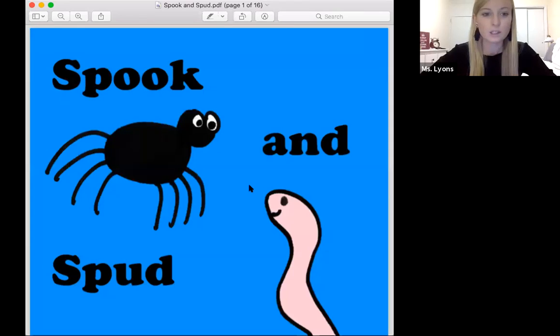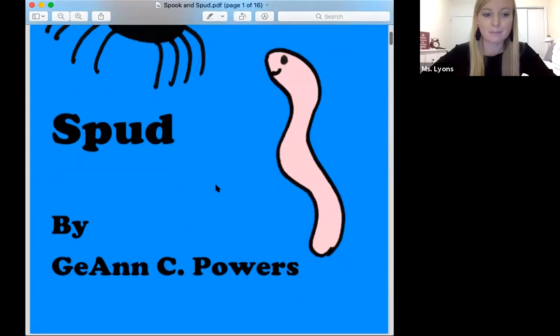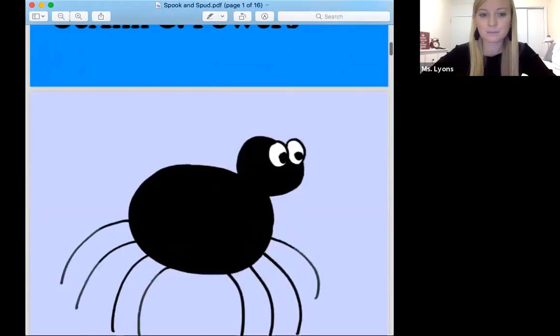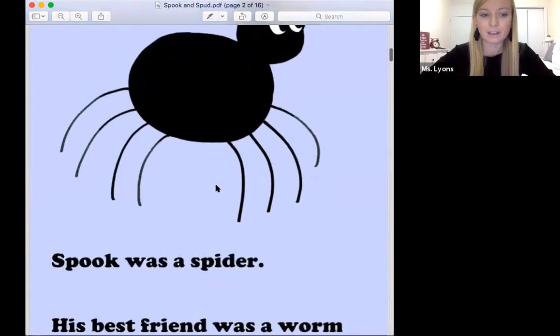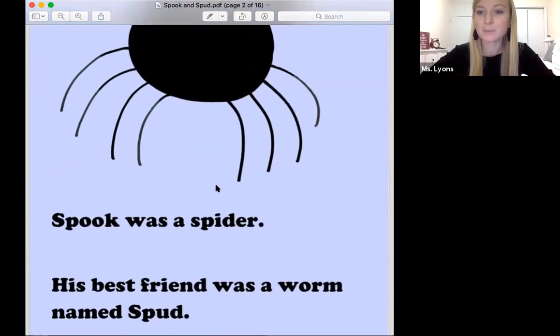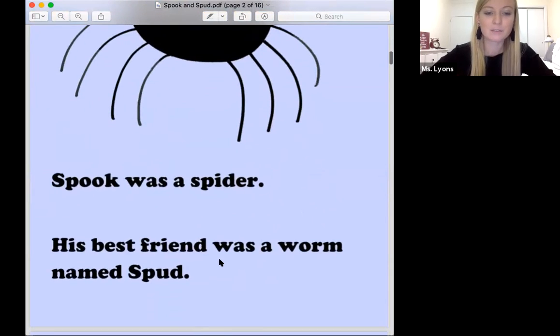As an example, we are going to share out just a few pages of the book. Spook and Spud by G. C. Powers. Spook was a spider. Ooh, I'm seeing a lot of those SP sounds. His best friend was a worm named Spud.